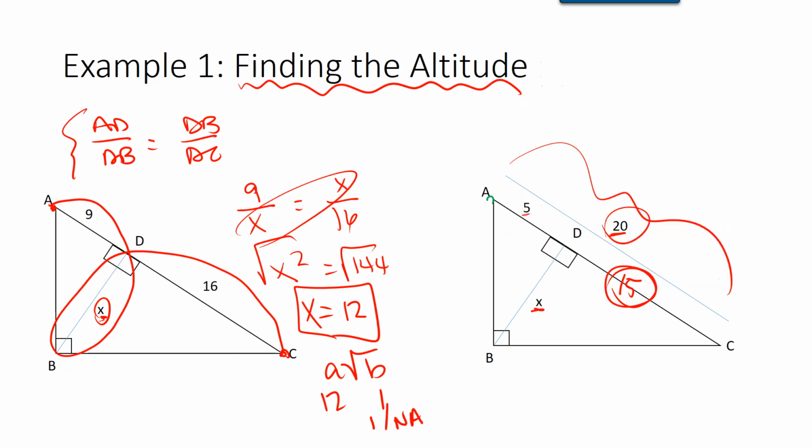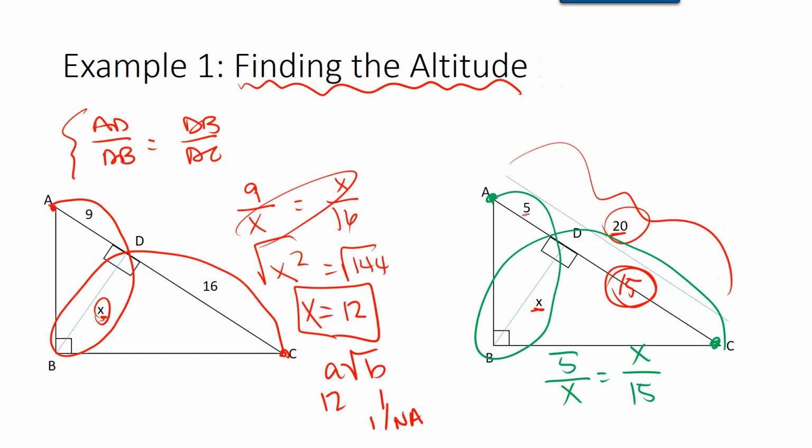Okay, we want to start here at A and we want to get to C. So loop it around. Okay, first value I hit is 5 over x, that's the next thing, equals x over 15. Okay, well, x squared equals 5 times 15, that is 75, square root both sides. This is not a perfect square, square root of 75, so I'm going to try to break this one down.